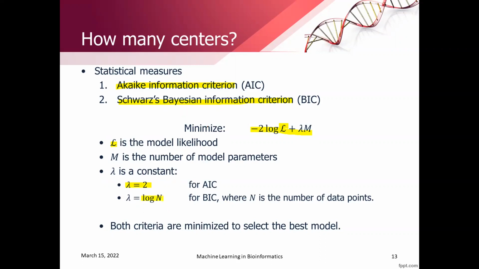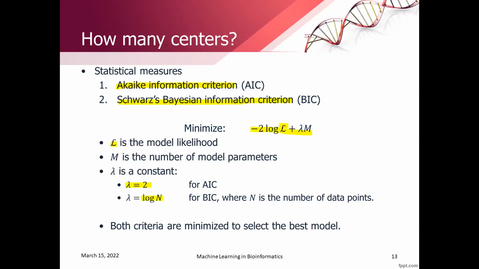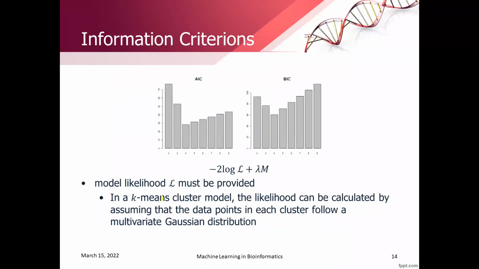And we would like to minimize such a criterion. Here it is applied on this example, and the result is that we obtain the minimum for Akaike at the value 4, and for the Bayesian information criterion also at the value 4. So both these criteria give us that the best value for k is 4, which is what we would expect.